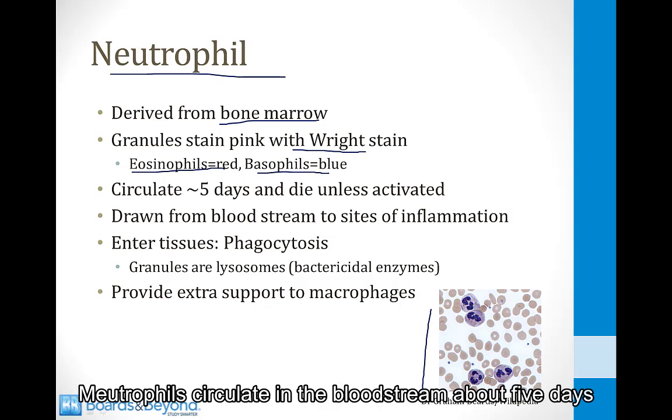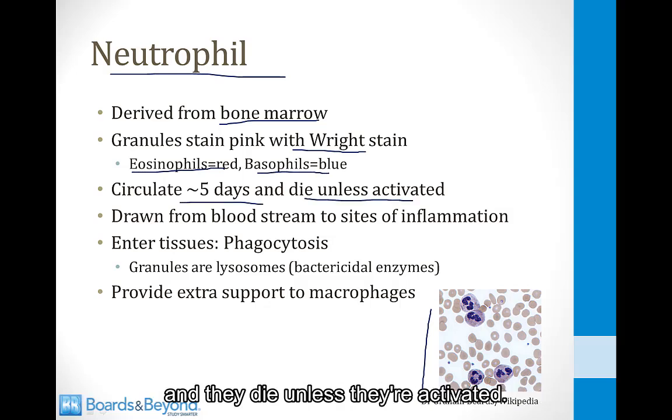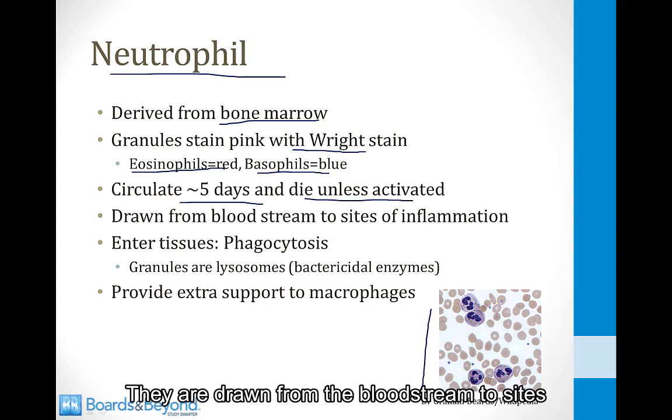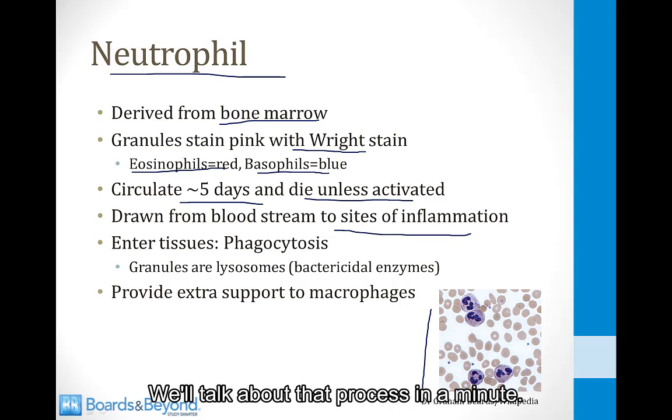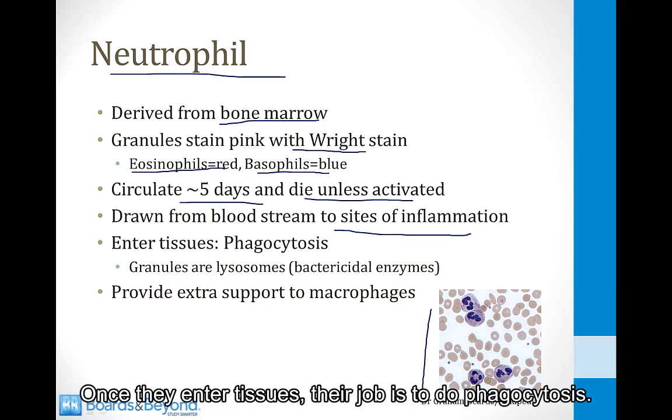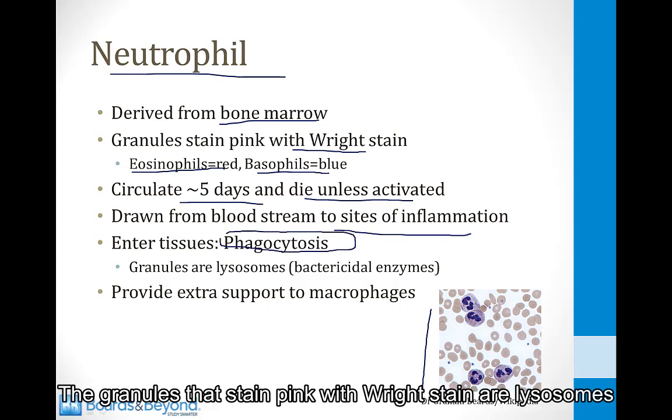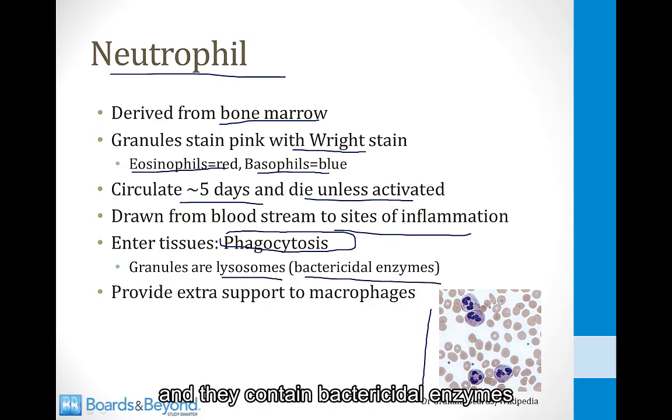Neutrophils circulate in the bloodstream about 5 days, and they die unless they're activated. They are drawn from the bloodstream to sites of inflammation by macrophages and cytokines. We'll talk about that process in a minute. Once they enter tissues, their job is to do phagocytosis. The granules that stain pink with Wright stain are lysosomes, and they contain bactericidal enzymes and all those things we talked about before that can kill bacteria.